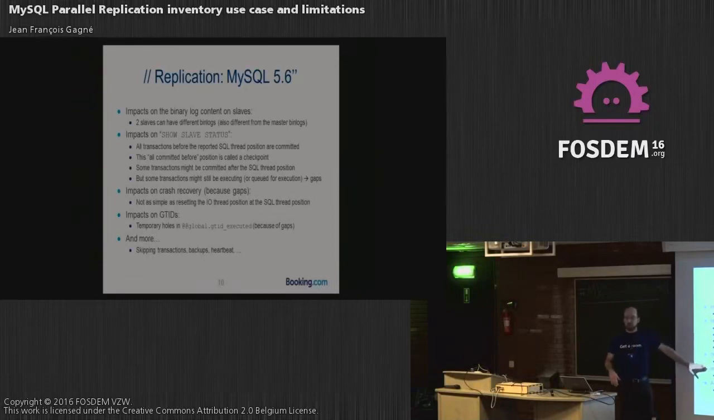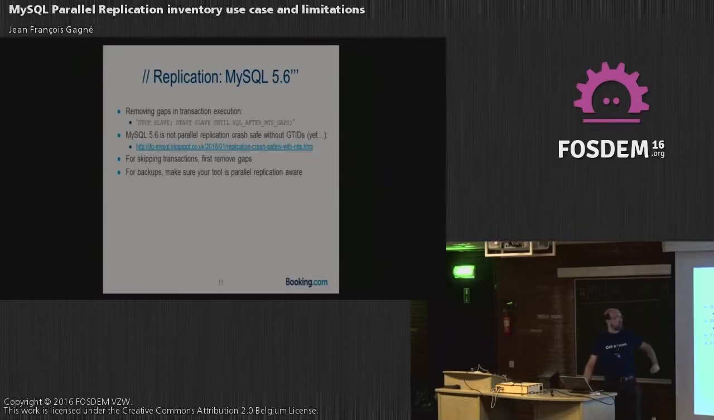So we have impact on crash recovery, because crash recovery was taking advantage of this SQL thread position, but the SQL thread position now is more complex, so crash recovery is not as simple as before. It has impact on GTIDs. We can have temporary holes because of the gaps in the transaction execution. And many more. If we want to skip a transaction, which transaction will we skip because we are running transactions in parallel? Backups and heartbeat. If you're using heartbeat to know what is the delay of your slave, and you have the heartbeat in one schema, for the other schemas you don't know, so you need to have heartbeat in every schema that you're replicating.